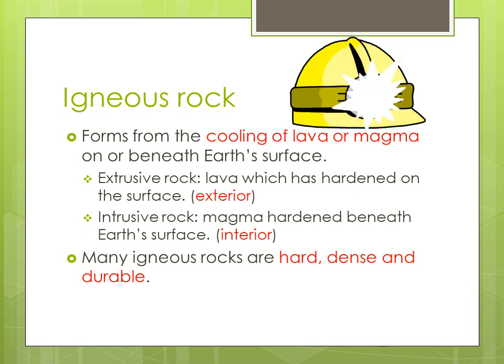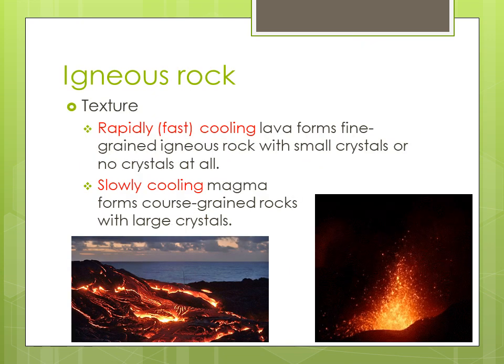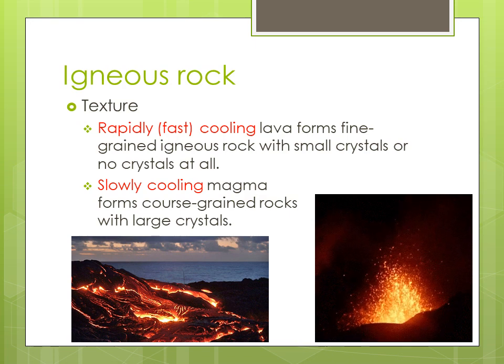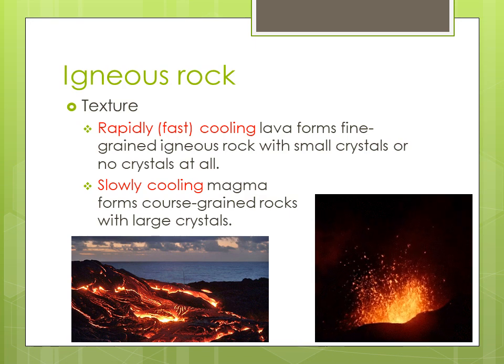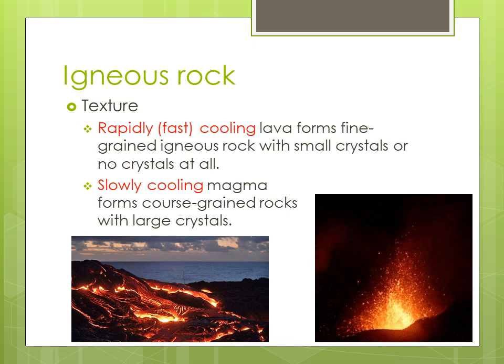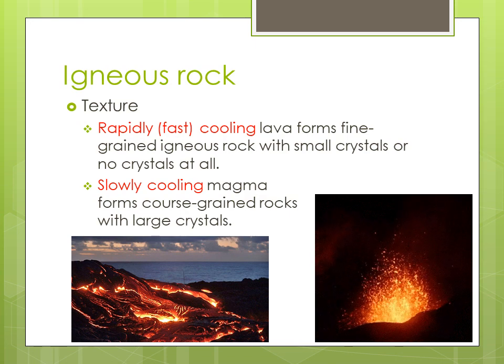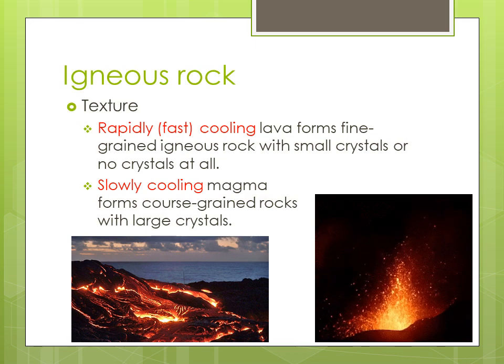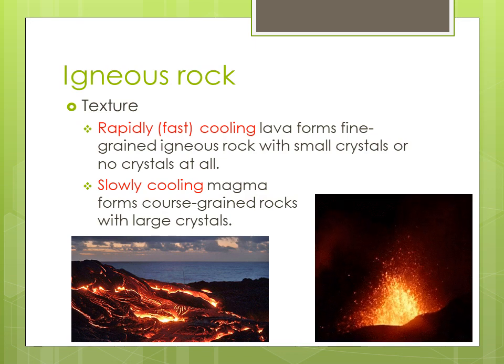Whereas below Earth's surface, we've got intrusive rock. This is magma that is hardened beneath Earth's surface, right, in the interior of the Earth. Okay? Now, many igneous rocks are hard, dense, and durable. Again, the texture depends on where it forms. Rapid, fast cooling lava forms fine-grained igneous rock with small crystals or no crystals at all.